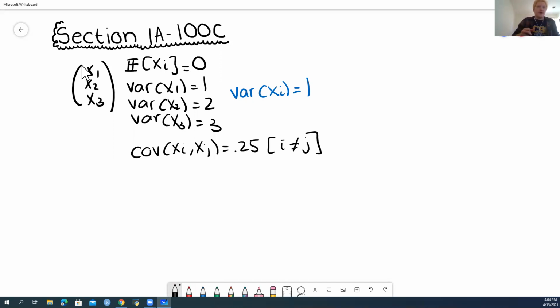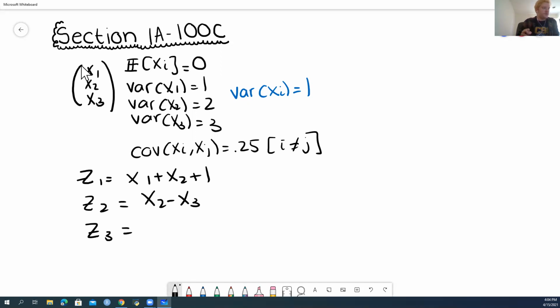So then he basically says, okay, you have some sort of matrix or some vector z, which again is kind of what we did. I'll just write it as this. It's kind of like a linear combination of these. So we have z1 is equal to x1 plus x2 plus 1. Z2 is x2 minus x3. Z3 is just a constant 7. And so what he wants you to do first is find the covariance matrix.